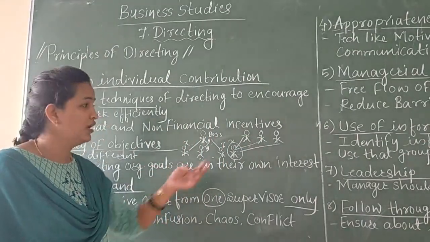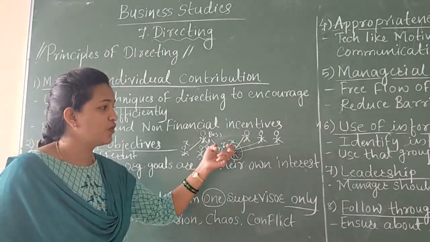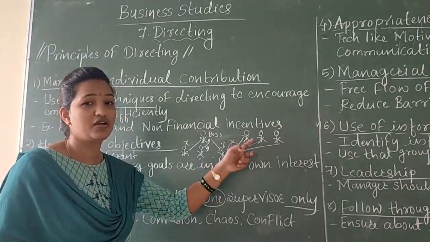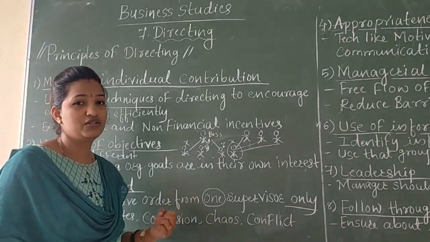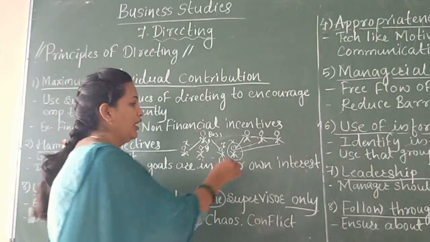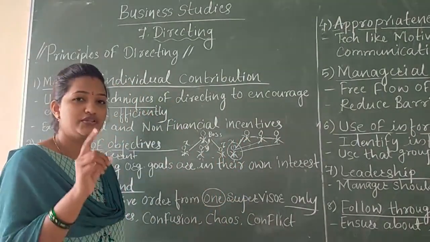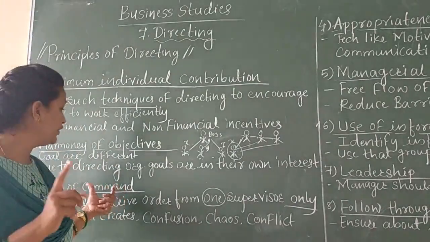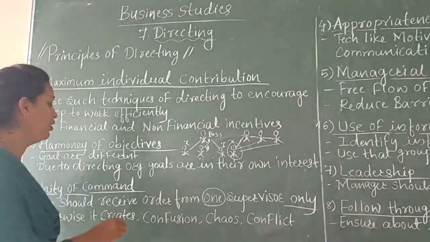Choices mean disorder. If I listen to this boss, I am disordering this one too. If I am listening to this boss, I am disordering this one too. There can also be conflict. So there will be chances of conflict between bosses, and between bosses and employees also. So that's why unity means single. Unity of command. Command means giving an order.